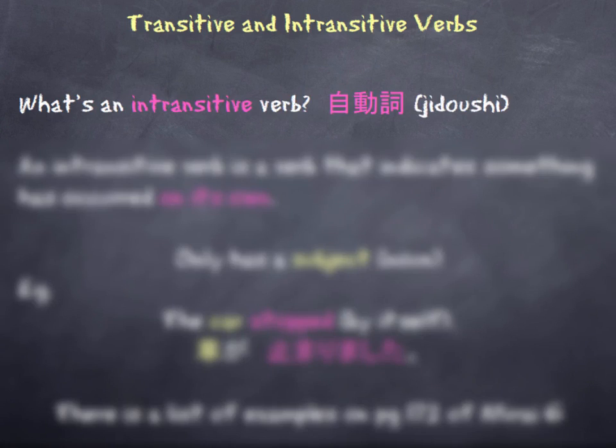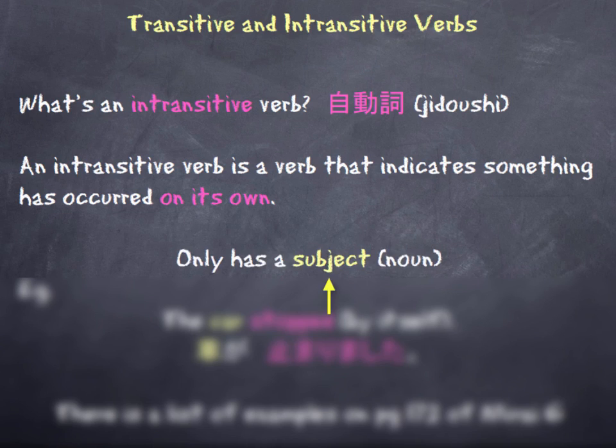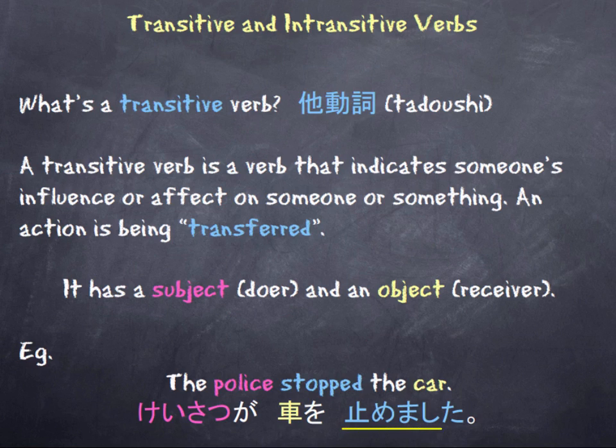Now, an intransitive verb, or jidoshi, is a verb that indicates something has occurred on its own, and it only has a subject or a noun. For example, the car stopped, perhaps by itself. 車が止まりました. So in this case, the subject or the noun is kuruma, and our intransitive verb is the verb 止まりました, as opposed to our previous slide where the verb was 止めました.